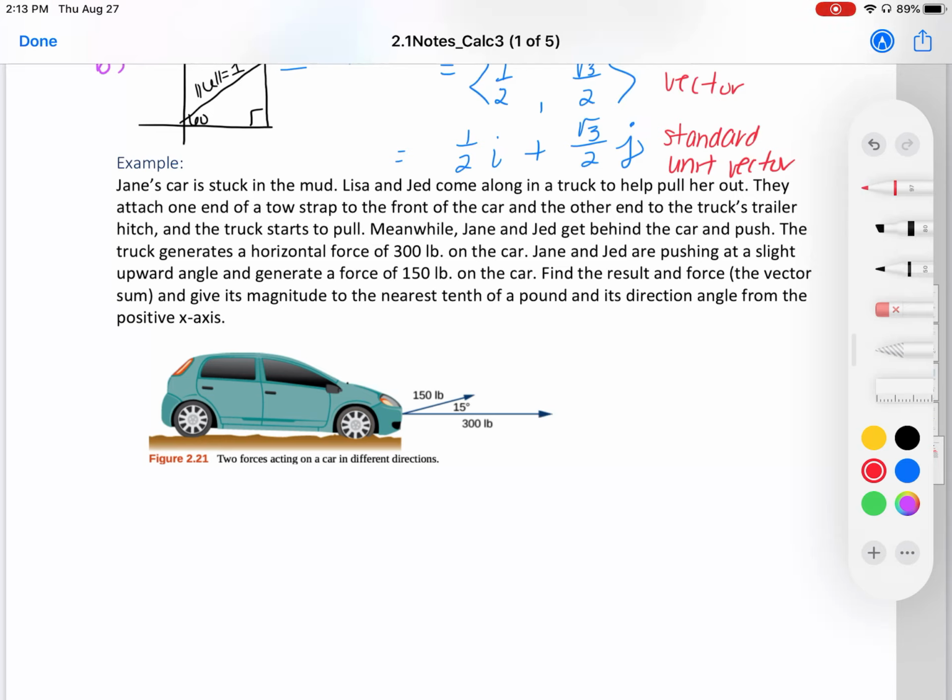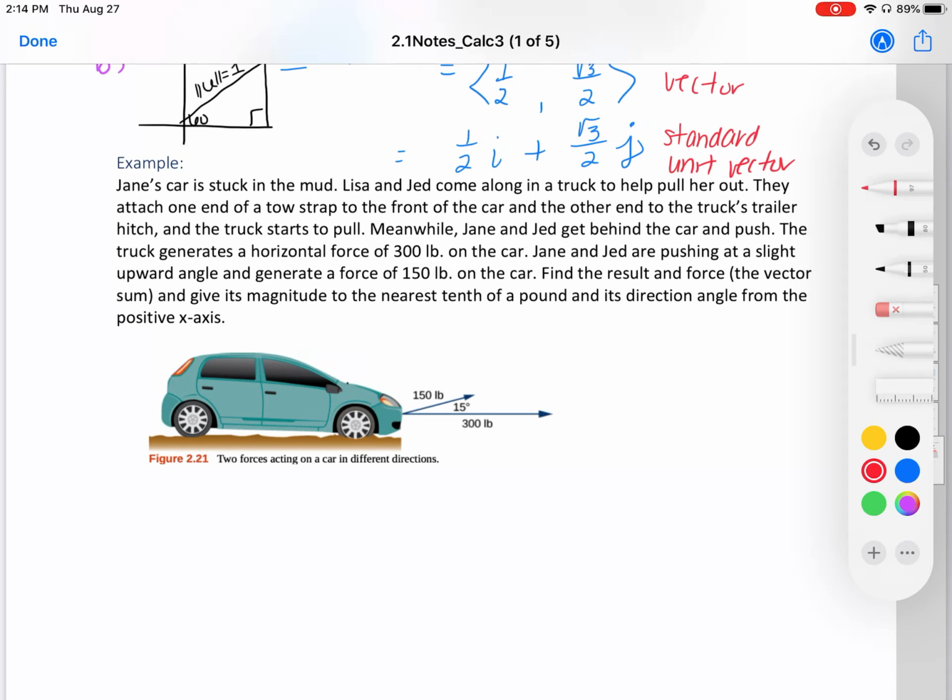They attach one end of a tow strap to the front of the car and the other end to the truck's trailer hitch. The truck starts to pull. Meanwhile, Jane and Jed get behind the car and push. The truck generates a horizontal force of 300 pounds on the car. Jane and Jed are pushing at a slight upward angle and generate a force of 150 pounds on the car.